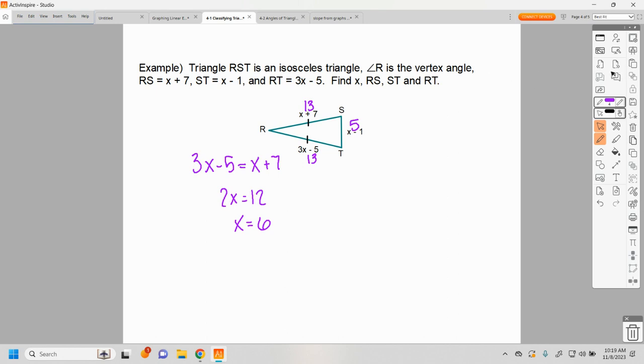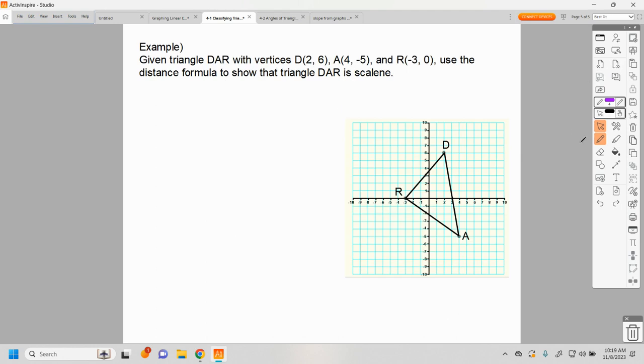Now, if I asked you a question like this, guys, please don't make it harder than it is. You would not need this triangle to even be graphed for you to do this. But if I gave you a triangle and gave you the vertices, use the distance formula to show that it's scalene. Guys, just do enough to get the job done. So for instance, I need the distance of DA, I need DR, and I need AR.